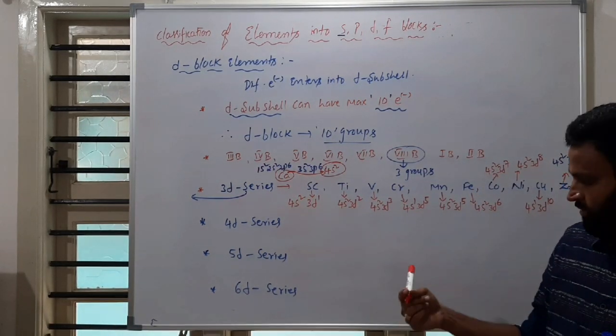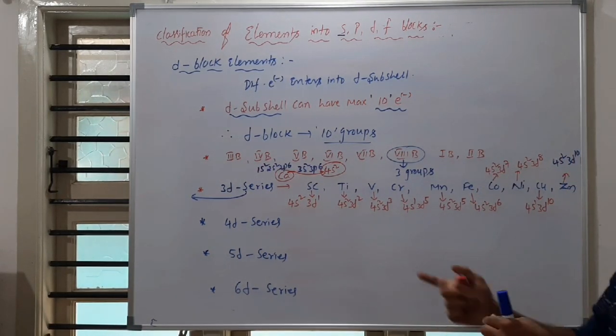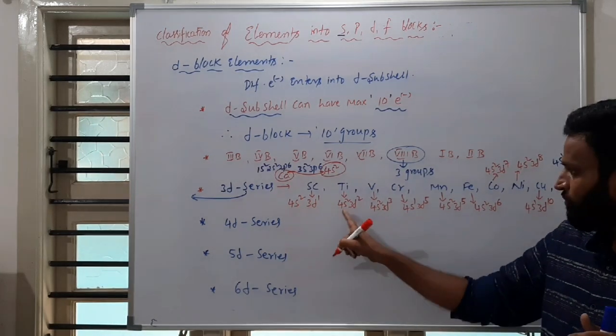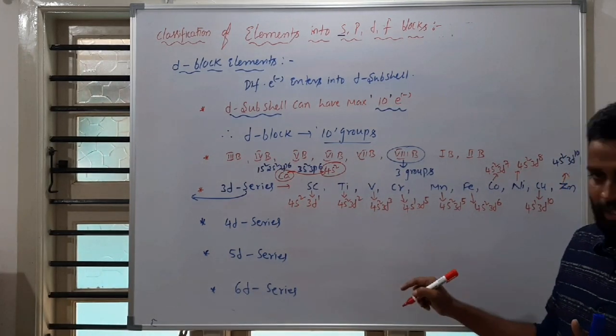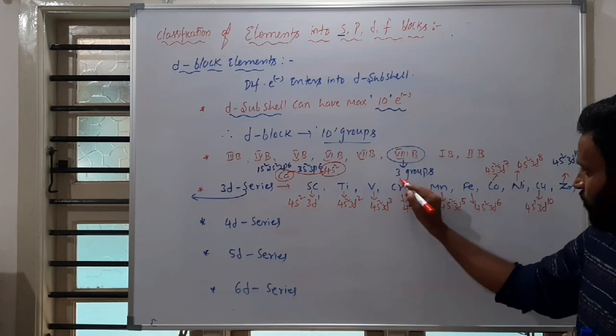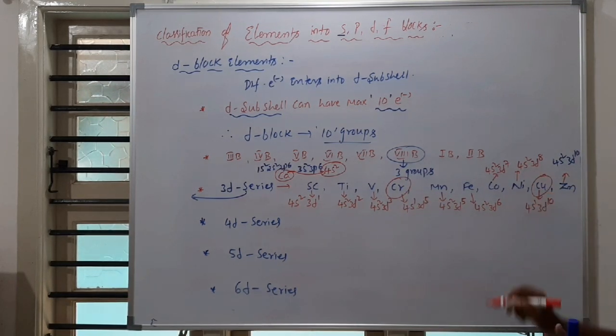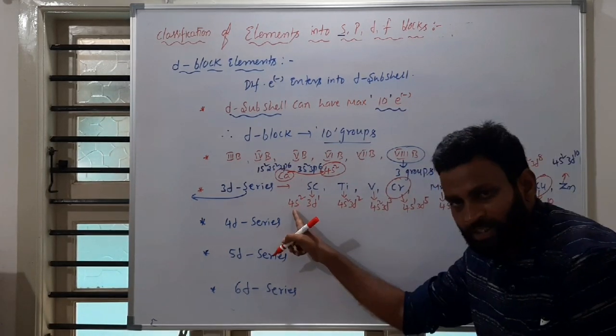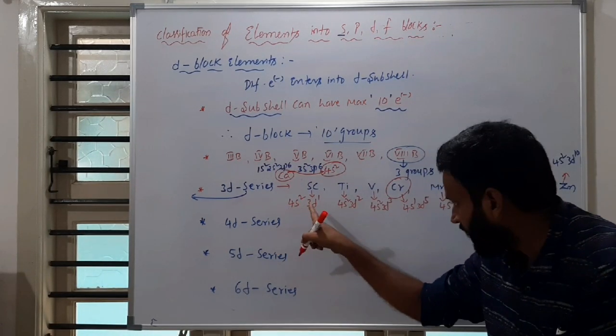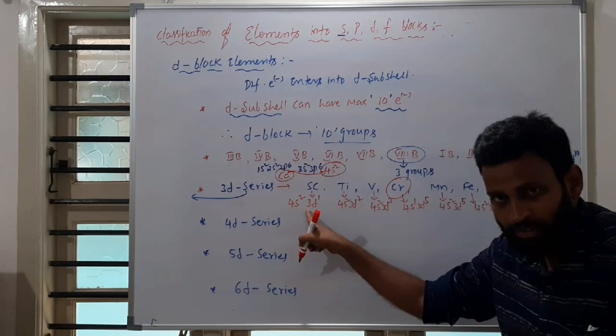4s2, 3d1. You know the configurations up to 30 elements. 4s2, 3d1, 4s2, 3d2, 4s2, 3d3, 4s1, 3d5. Chromium and copper are exceptional configurations. So from these, what do you observe? This is 4s. Here the n value is 4. Here n minus 1. I told you that.